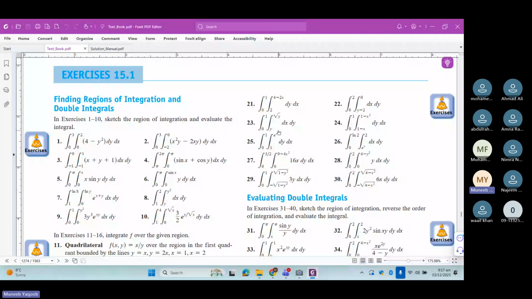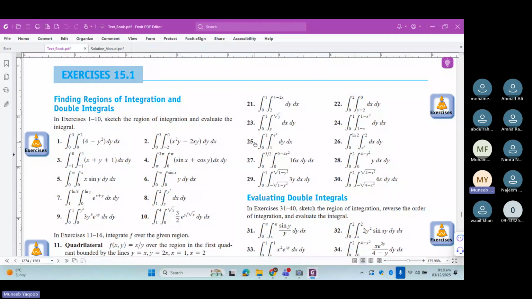So let us solve question number 4. In question number 4, the integral from pi to 2 pi, and then the integral from 0 to pi of (sine x plus cos y) dx dy.